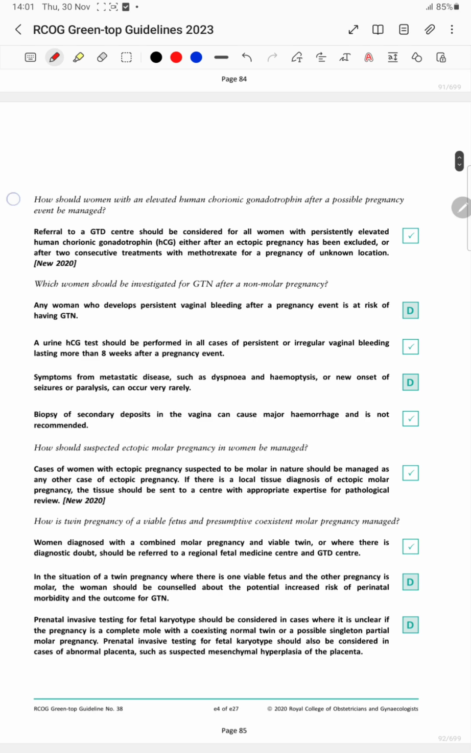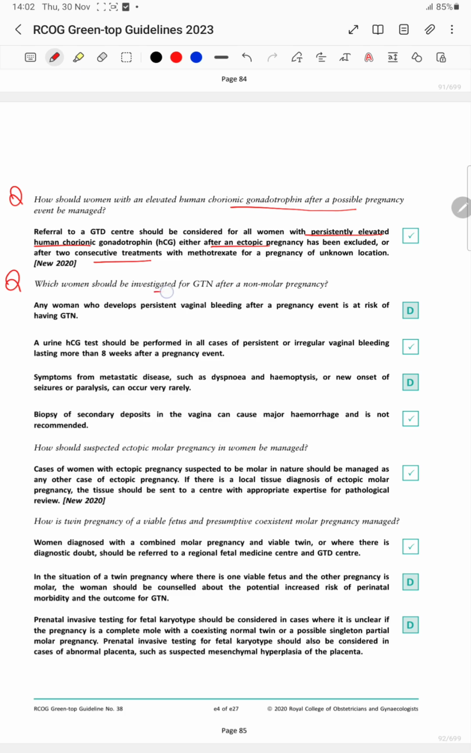How should women with an elevated human chorionic gonadotrophin after a possible pregnancy event be managed? The referral to a GTD center should be considered for all women with persistently elevated human chorionic gonadotrophin, either after an ectopic pregnancy has been excluded or after two consecutive treatments with methotrexate for a pregnancy of unknown location.